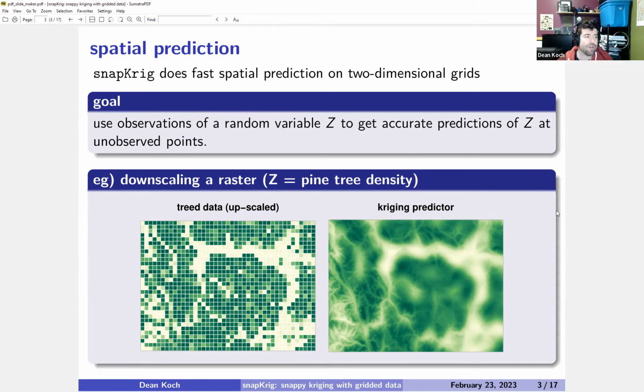The problem with spatial prediction is it can be very, very slow, depending on how many points are involved. And in a problem like this pine tree example, there are quite a few points. We have over 1 million prediction locations in the raster on the right. And this will slow your computer down to a crawl if you're using the wrong methods. And in many cases, it just won't work at all because you'll run out of computer memory. So I wanted to talk about why that is and how snapKrig solves that problem.